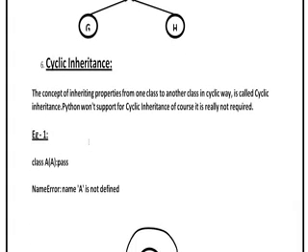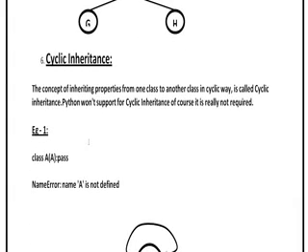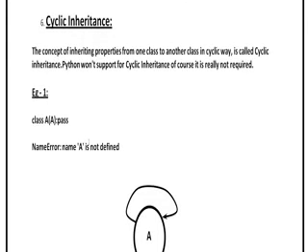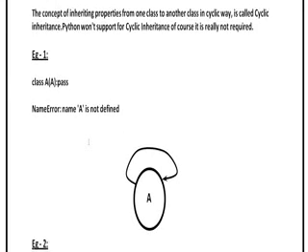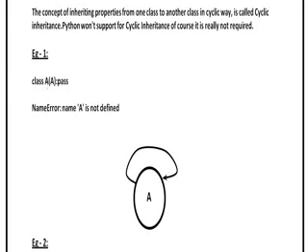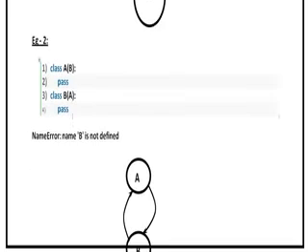Next, cyclic inheritance means it is having its own properties. Whatever inheriting properties are there, it is going to have its own properties in a cyclic manner. So here you can see an example. Class A I have written, next I have written pass. I have defined class A, but I didn't define that particular name, so it is going to give an error.